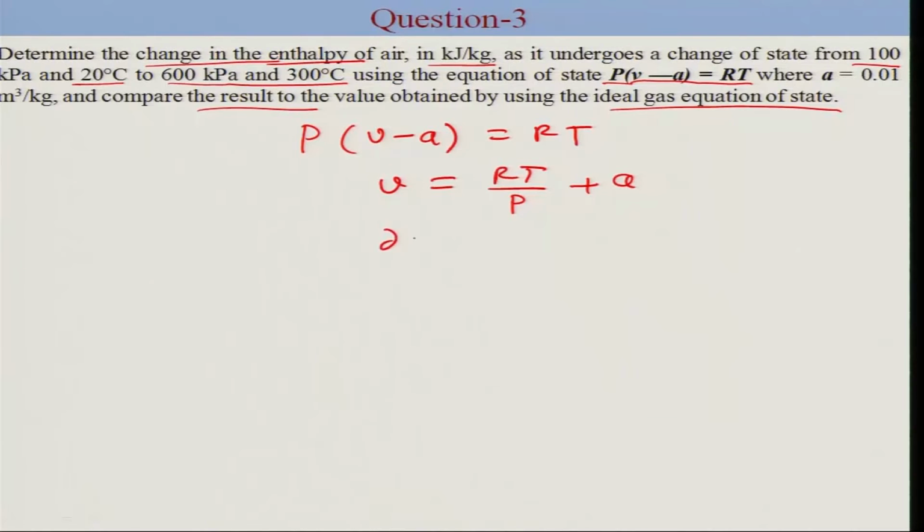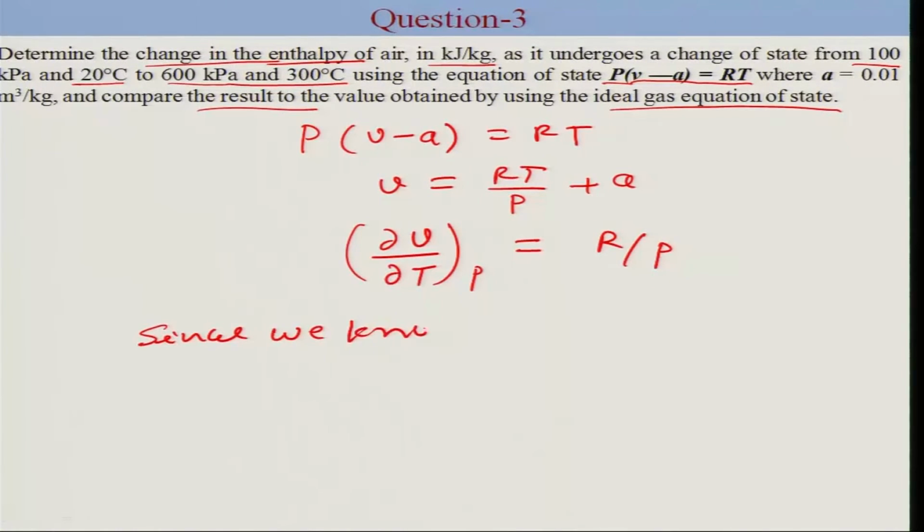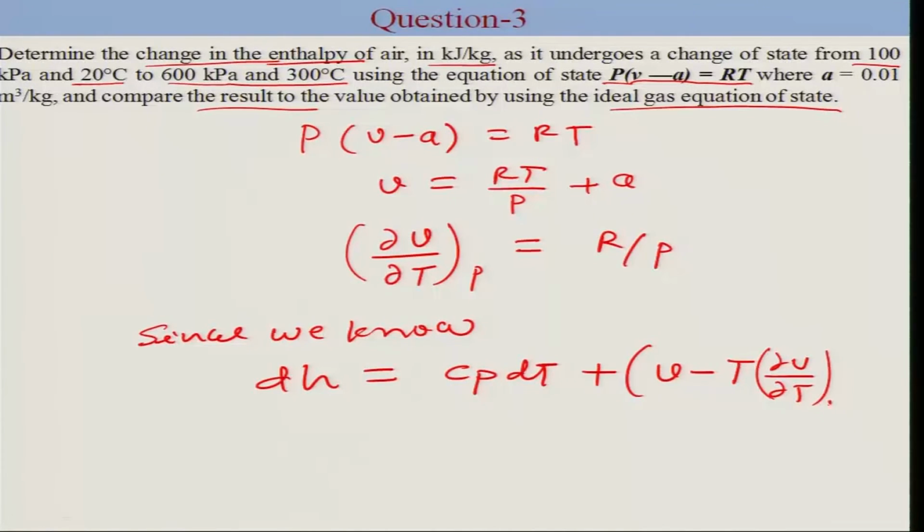First we get the derivative of volume with respect to T, keeping pressure constant, and from here we get R upon P. Now, we will utilize this expression to get enthalpy, since we know dH, the change in enthalpy, is equal to Cp dT plus V minus T times del V upon del T at constant P, dP. So, this is the general expression for any equation of state.